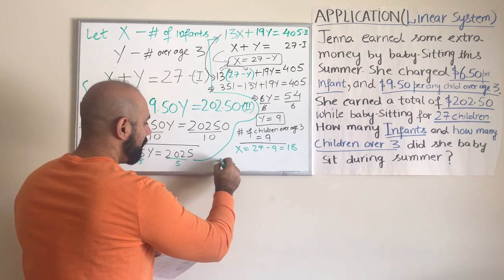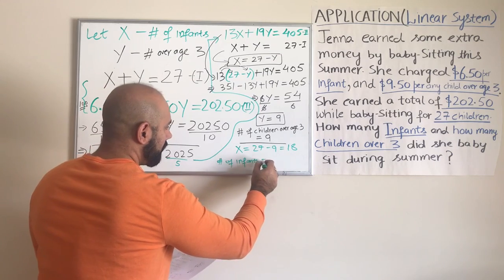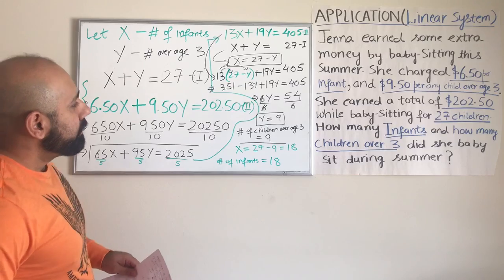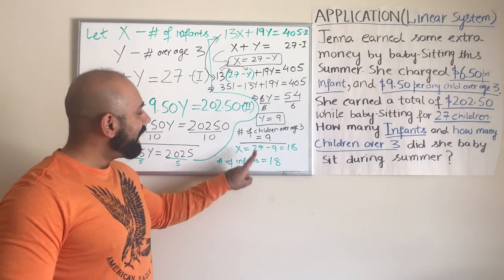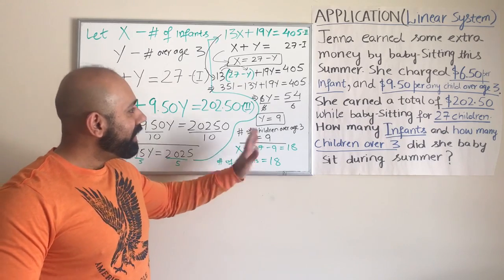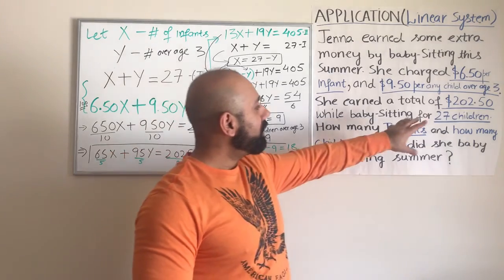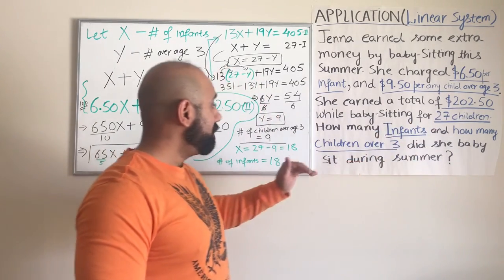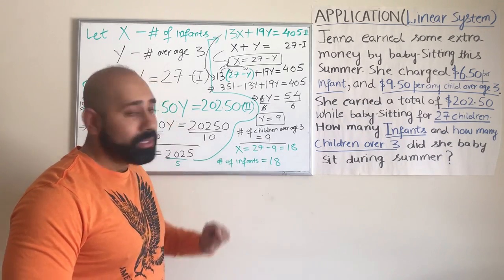That means the number of infants is 18. So, to bring it all together, she has to babysit 18 infants and 9 children in order for her to make $202.50 during the summer. And of course the total number of children that she's babysitting is 27, which makes sense here. 18 plus 9 is 27.